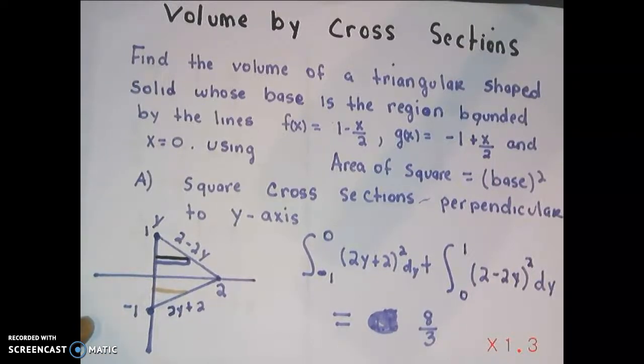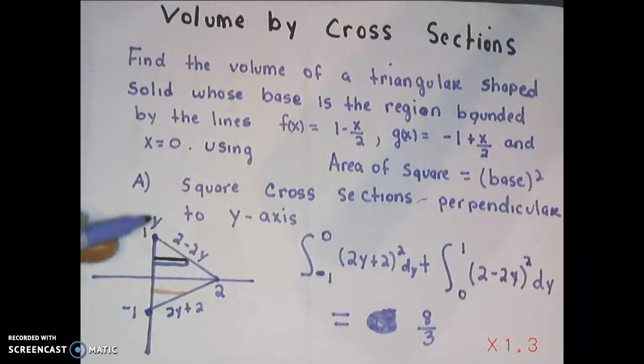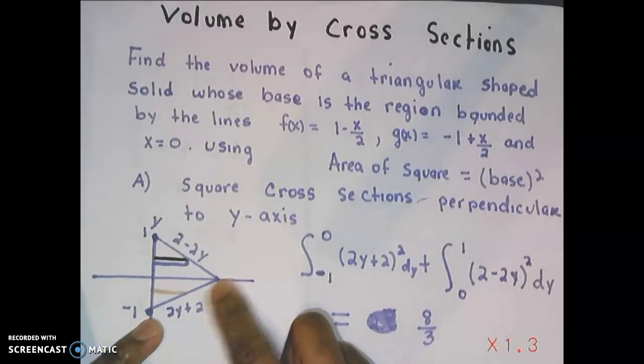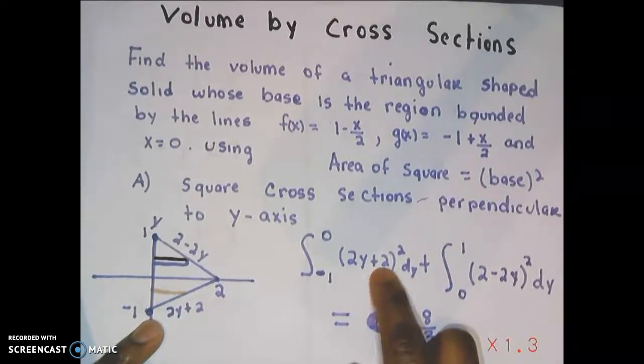Since I want to find the volume, and this should be in your notes, I didn't rewrite this. In order to find the volume, you take the integration of the cross section. Now be careful because this is dy, so we're going to be integrating using our y values. So we're going to be integrating from negative 1 to 1. But if you notice, if I go from negative 1 to 0, then I'm using the bottom half. So that's going to be the function 2y plus 2. So that's where I get the 2y plus 2 here.